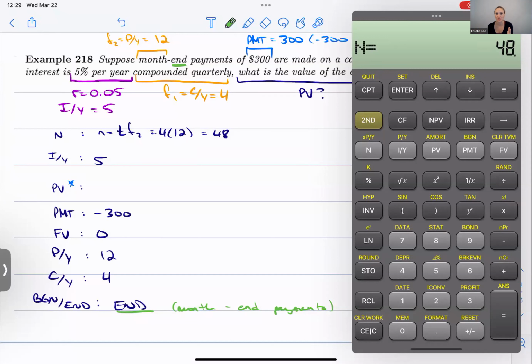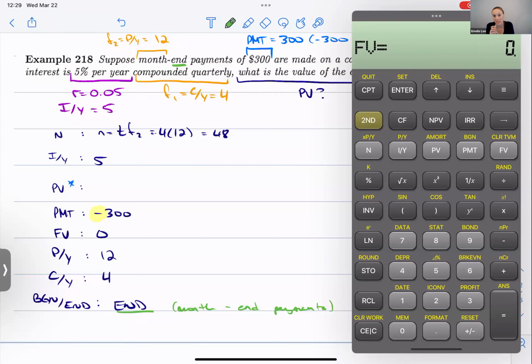But now I just move on to the interest per year. I want 5 interest per year. I'm going to put in 0 for the present value, just so that I'm always filling all these slots. And then 300, but negative. That's going to be so important, because we're making payments going into the PMT, the payment amount. Future value is 0. I'm going to force it to be 0. I'm forcing it to be paid off. And now I can move into the payments per year and the compoundings per year.